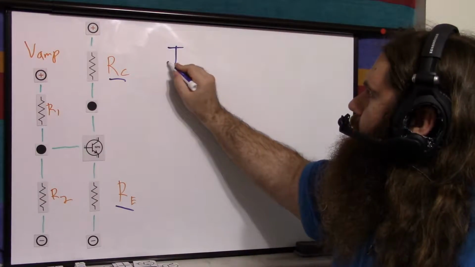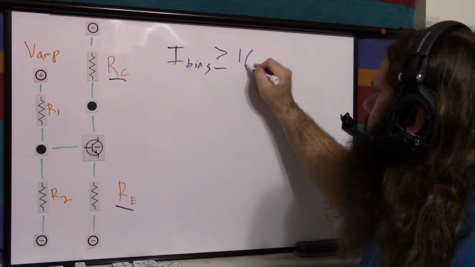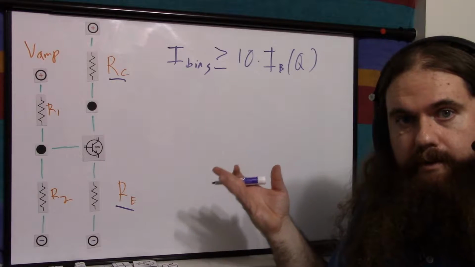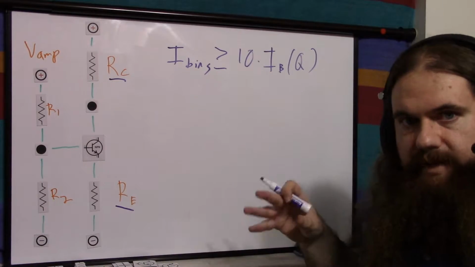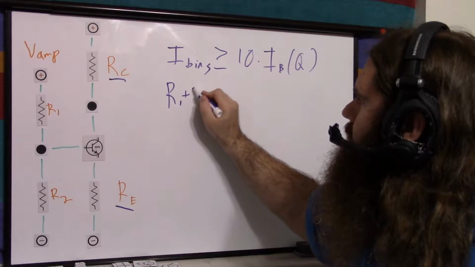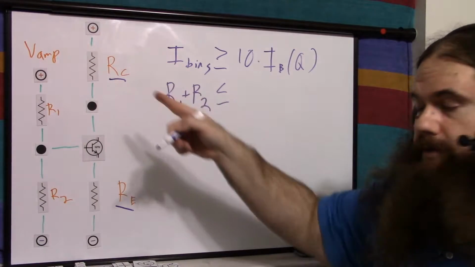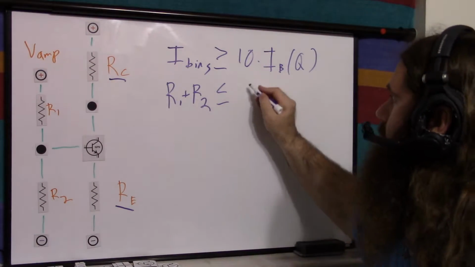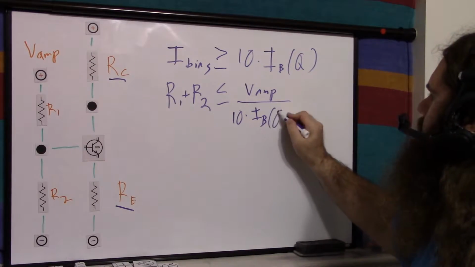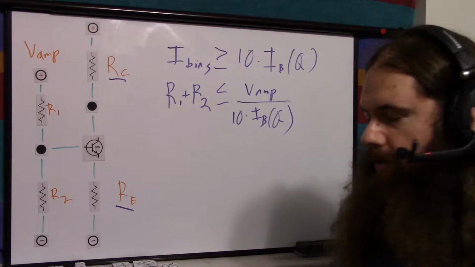So the current through the bias resistors must be greater than or equal to 10 times the current through the base at quiescence. It can be more, don't make it less. 10 is a nice even number. It's pretty. So the resistance R1 plus R2 must be less than or equal to the voltage, once again Ohm's law, V amp over 10 times IB at Q. V equals I times R. So you get that total resistance that you want to work with.